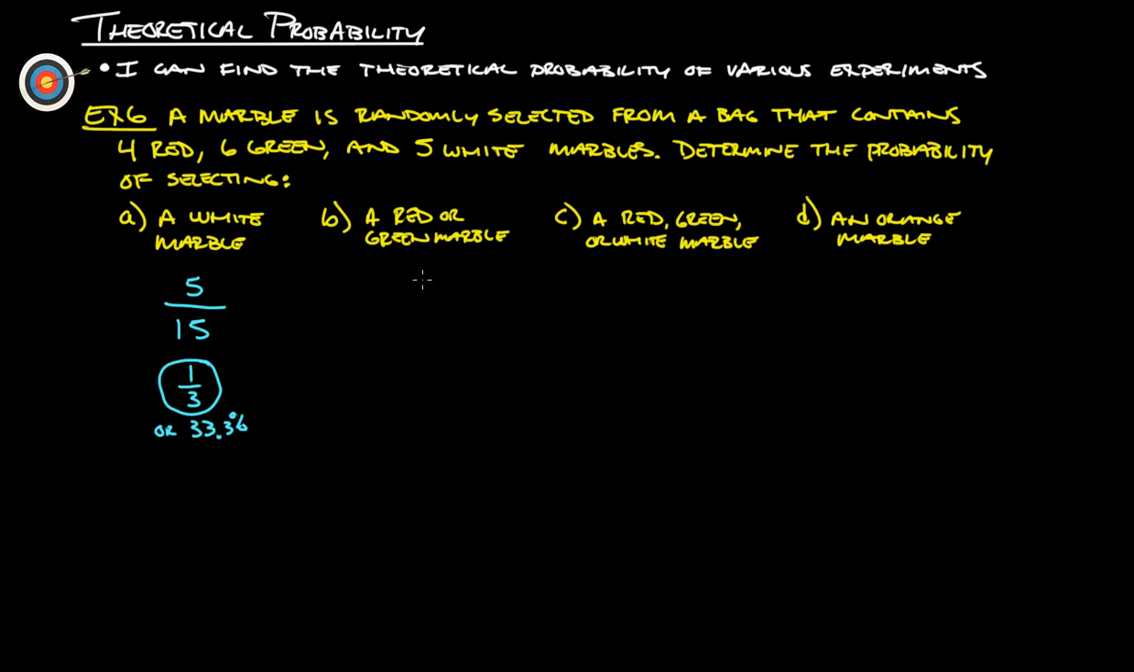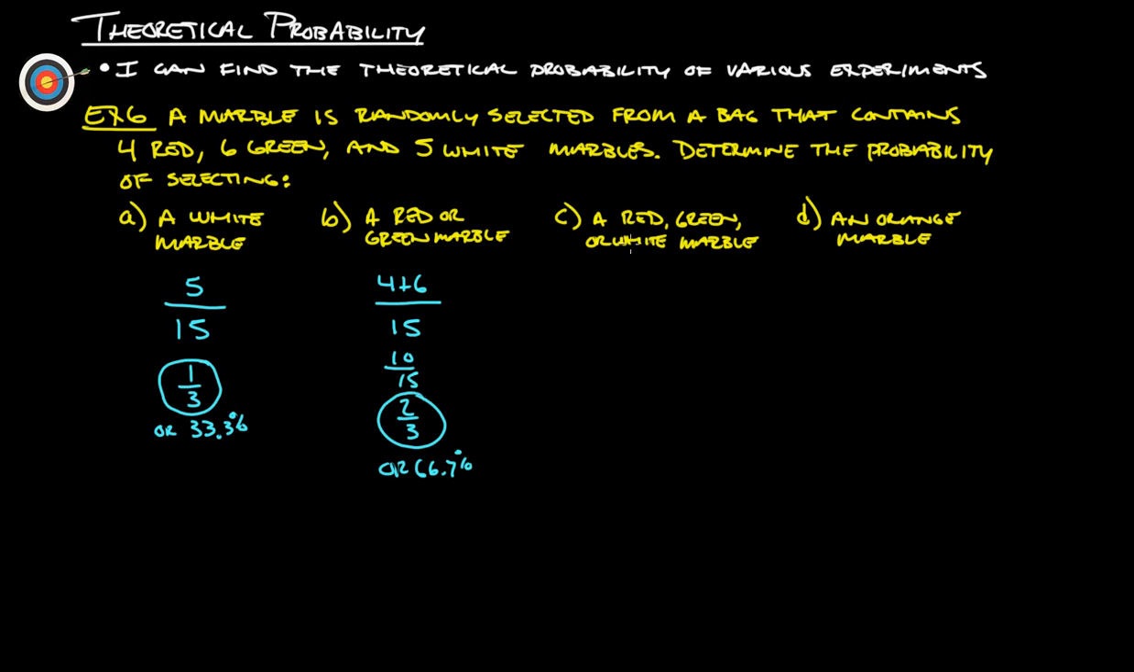What's the probability that we reach in and get a red or a green marble? We're still choosing from 15 marbles. We have 4 red and 6 green. So that's going to be 4 plus 6, which is 10 out of 15, which ends up being a 2 out of 3 chance, or 66.7% chance of getting a red or a green marble.